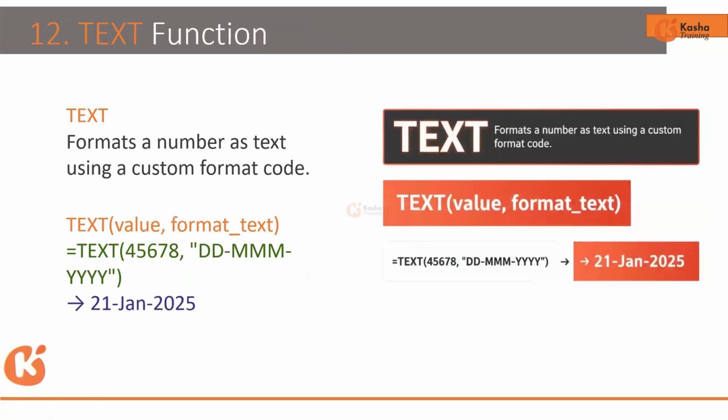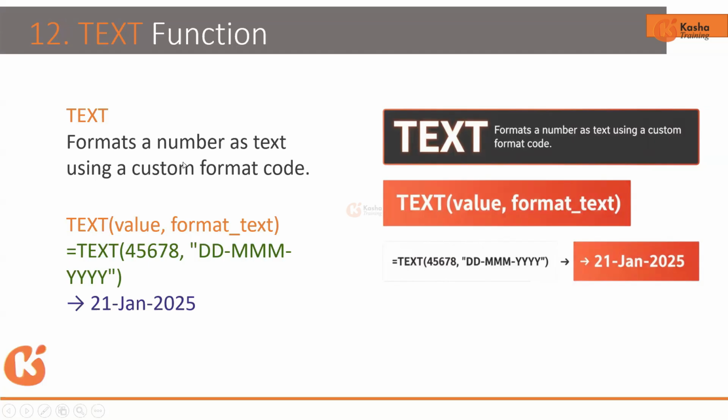Then you can see there is a TEXT function. A TEXT function formats a number as text using a custom format code. So it will format your text here. So you can see we have 4, 5, 6, 7, 8, and we want this to be formatted. So it has taken as a day, then we have taken as a month, and then we have taken as a year. So what it has done, it is showing me as 21st January 2025. So this is how it has formatted your text here.